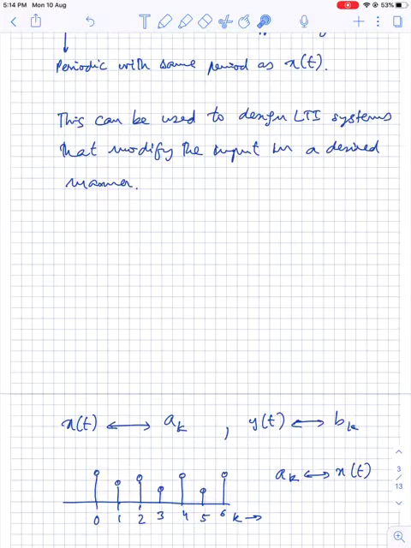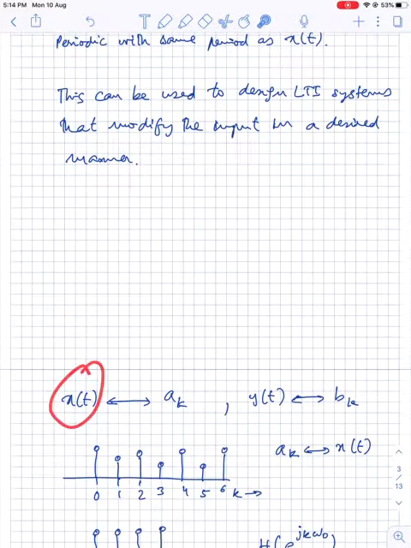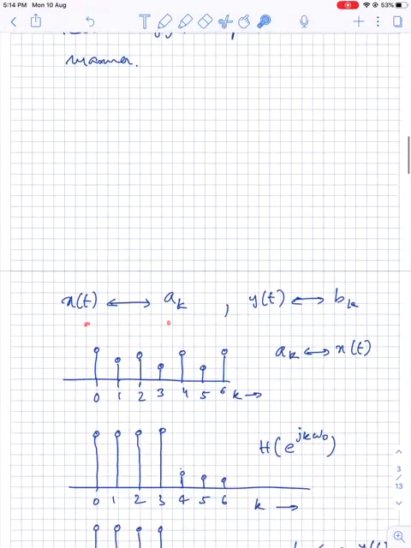Now suppose I have an audio signal x of t and I represent it by a Fourier series with coefficients a_k. So x(t) transforms to a_k by just taking the Fourier series. And suppose this is the output y(t), it has got the Fourier series coefficients b_k. Now suppose this is the a_k, the Fourier series representation of the input. So this is my value of k.